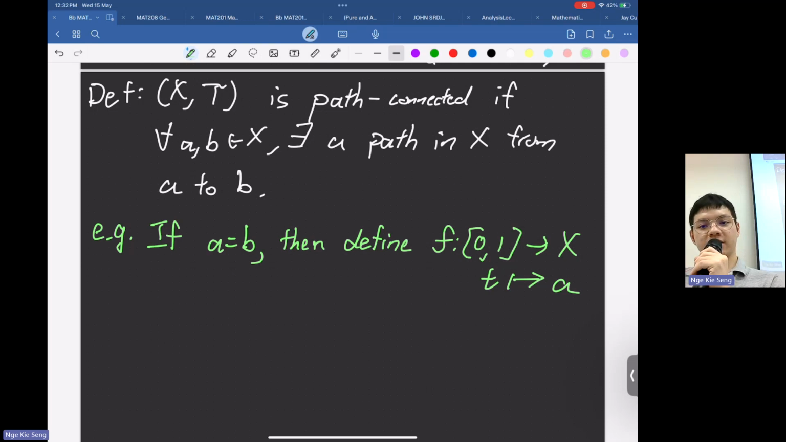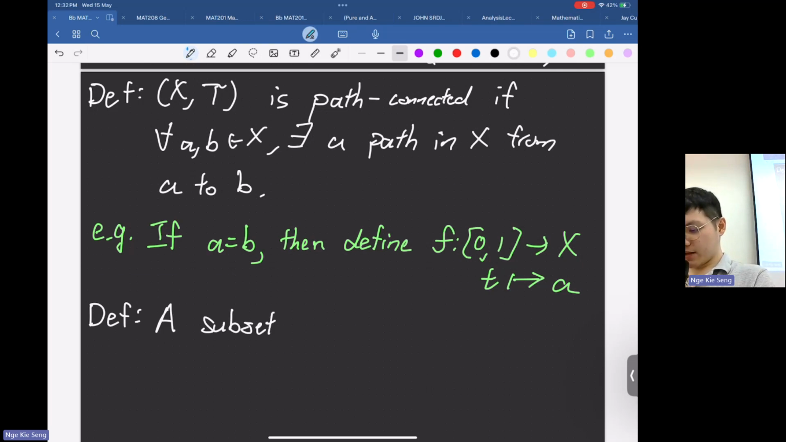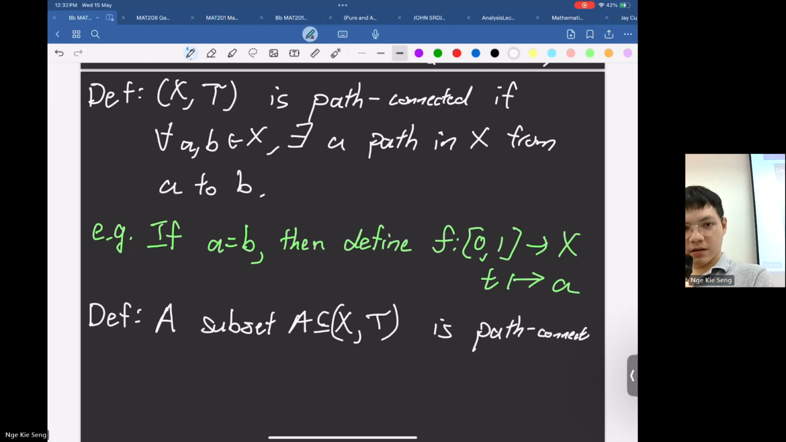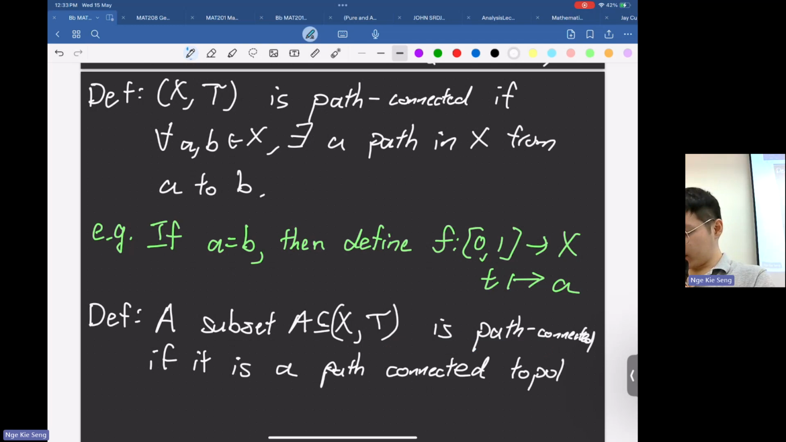So we can also talk about a subset of a topological space being path connected. A subset A in a topological space is path connected if it is a path connected topological space. So when is it a topological space? When you consider it as a subspace, with the subspace topology.